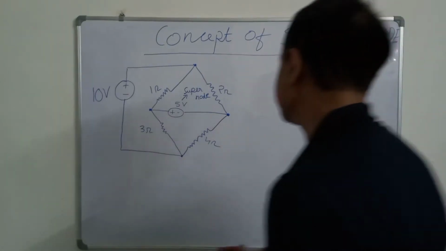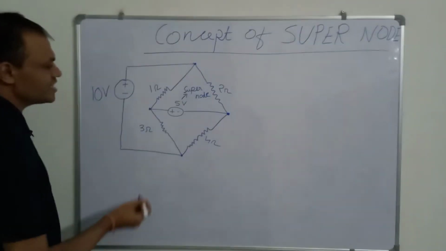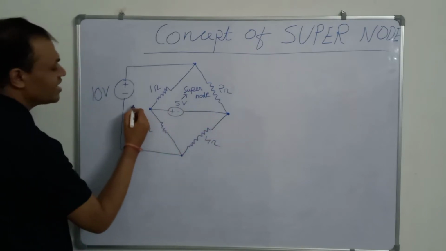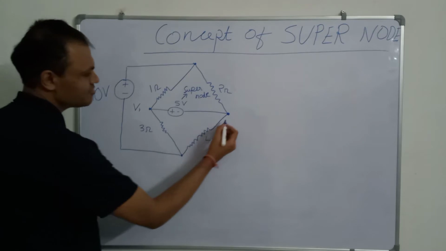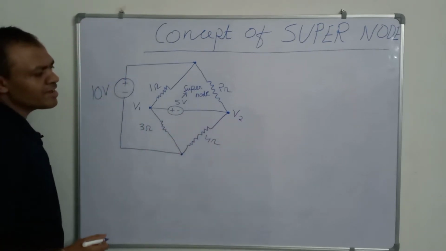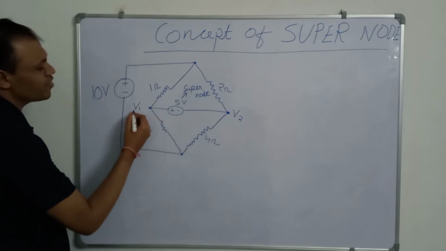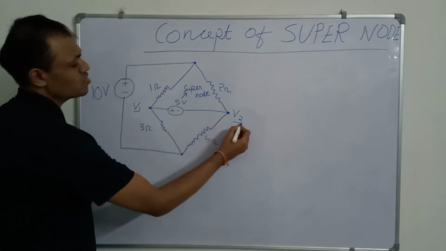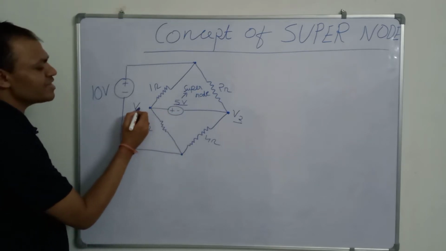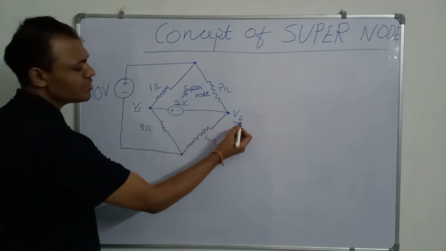In this video we will discuss the concept of supernode. So this 5 volt voltage source is connected between these two nodes. Let's say this is V1 and this is V2. Now both these V1 and V2 are non-reference nodes because we don't know the voltage of either V1 or V2. So this 5 volt is a supernode because we know neither the voltage V1 nor the voltage V2.